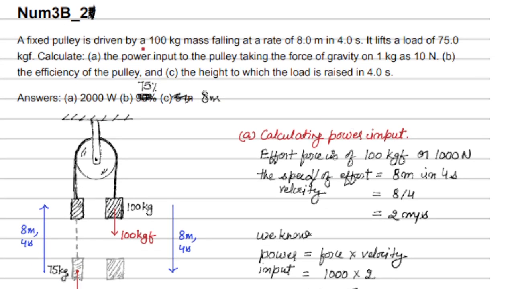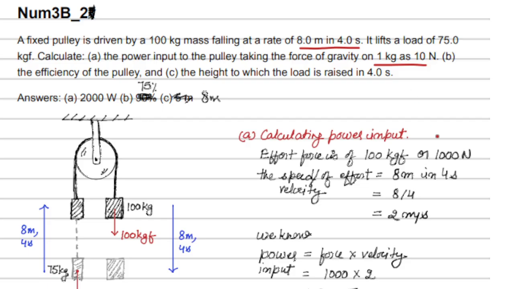A fixed pulley is driven by a 100 kg mass falling at a rate of 8 meter in 4 seconds. So they have given a distance and also how much time it takes to fall. It lifts a load. Calculate the power input of the pulley, taking the force of gravity on 1 kg as 10 Newton, the efficiency of the pulley, and the height to which the load is raised in 4 seconds. So let's go step by step.